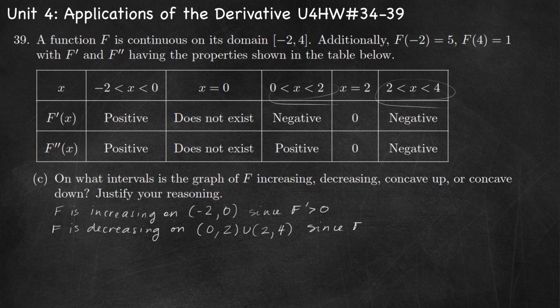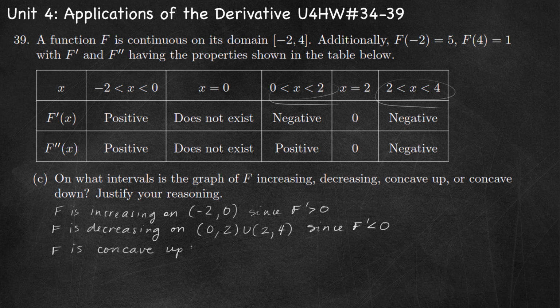Since f prime is less than 0. And I'm splitting it at 2 because at 2, f prime is not less than 0, it's equal to 0. So if I include the 2 and just make it one big interval, then my reasoning isn't quite correct. Okay, and then concave down, f is concave, well, I guess we'll do concave up first.